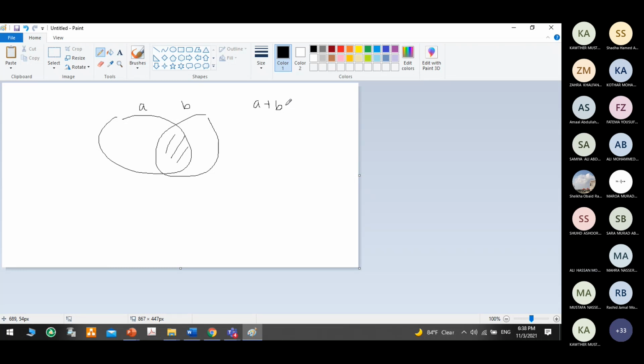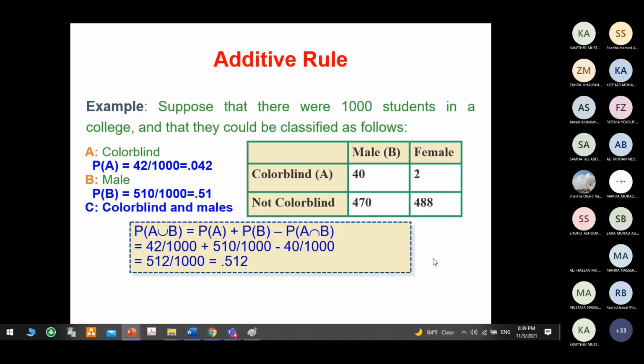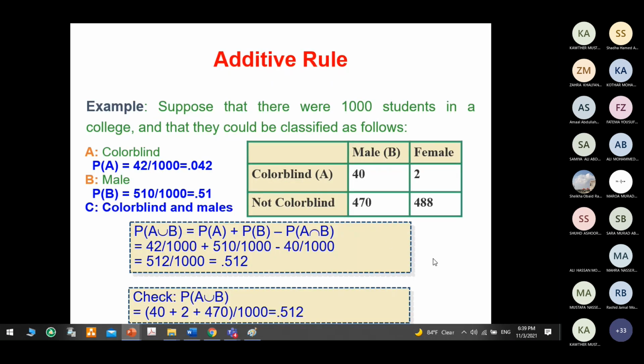So what I do, I will subtract 1 time, which means between 2 brackets, A intersect with B. You see here? So they are intersecting, so I need to subtract at least 1 of them. Now this is the first example, a different way to calculate it. Here as an example, we add 40 plus 2 plus 470. Number for male 470 plus 40, and for colorblind plus 2. So we add them, divided by thousands, gives me the same answer.